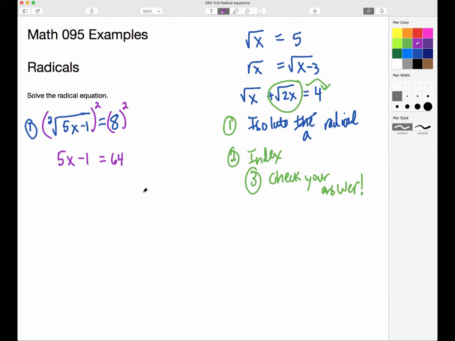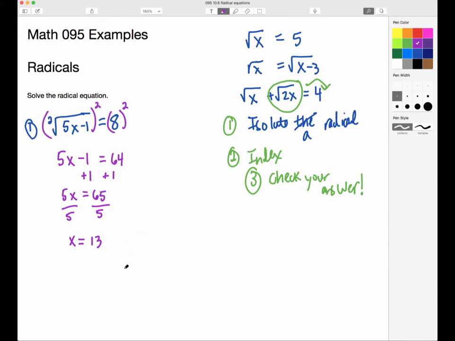Now, when we've squared, we've gotten rid of the square root, and this takes us back to an equation that we know how to solve, something that we learned way back at the beginning of the previous class. So I want to solve for x, so I'll add 1 to both sides. So I get 5x equals 65. And then I'll divide both sides by 5, because again, I want to isolate x. So x is equal to 13.